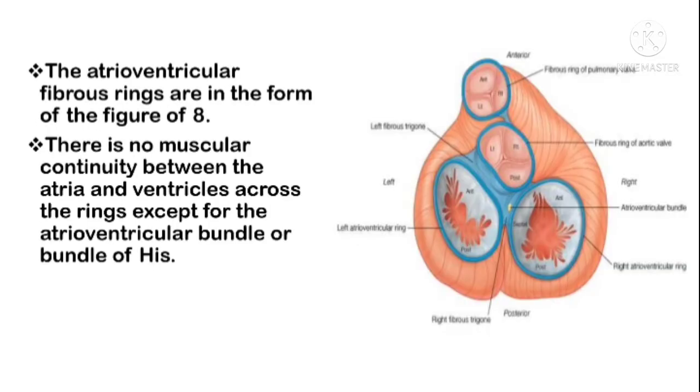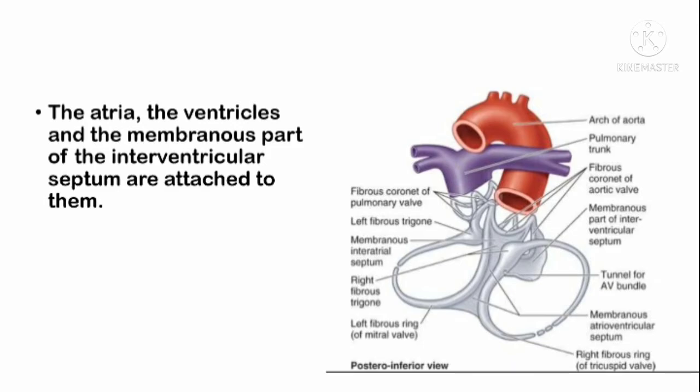The atrioventricular fibrous rings are in the form of a figure of 8. There is no muscular continuity between the atria and the ventricles across the rings except for the atrioventricular bundle, or bundle of His. The only connection between the atrium and the ventricle is the bundle of His, that is the conductive system of the heart. The atria and ventricles and the membranous part of the interventricular septum are attached to the central fibrous body, that is the fibrous skeleton of the heart.